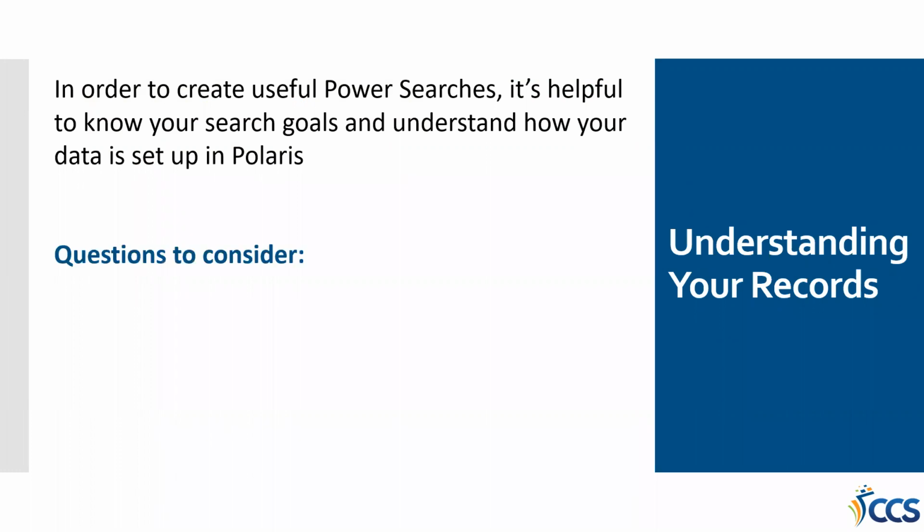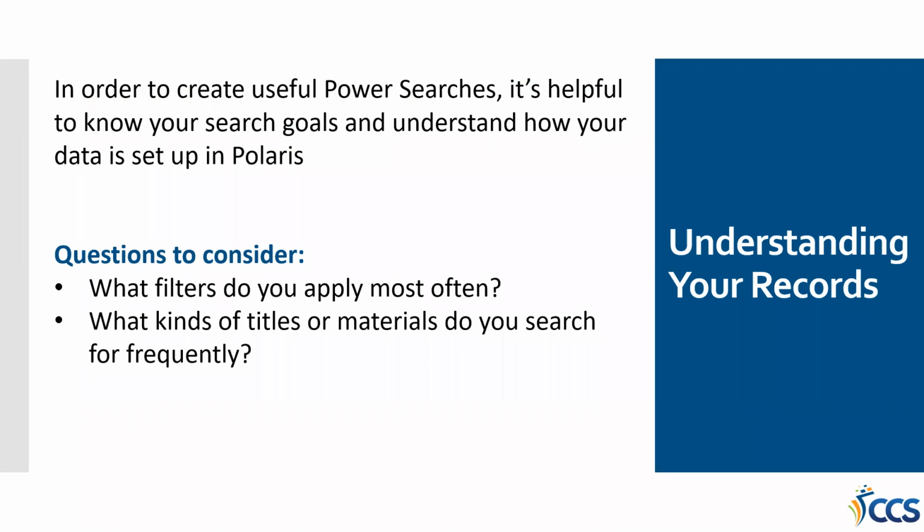So as you're thinking about what search setups will be the most helpful for you, you'll want to think about what filters you apply most often when you search. What kind of titles or materials do you search for most often? And what do those records have in common, right? How does CCS or how does your library use those record fields or the MARC record fields? And what access points can help you the most in your search?